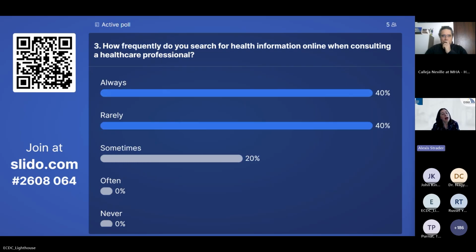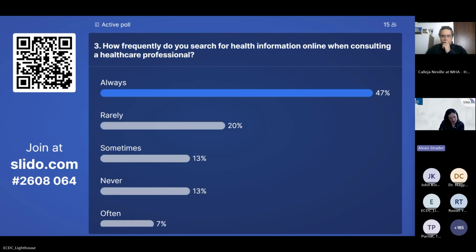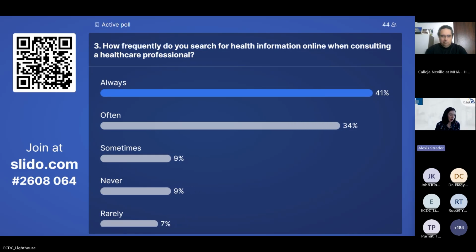And the first one is, how frequently do you search for health information online when consulting a healthcare professional? I know I definitely have a habit of doing this, but I can't be the only one. So I'll be curious to hear from you all in terms of, do you always search for health information when you're going to a healthcare professional, or less often? From initial responses, it looks like always and often are the case for most of our participants. Not so surprising, but there are some rarelies, so we might want to talk to you. Why not?